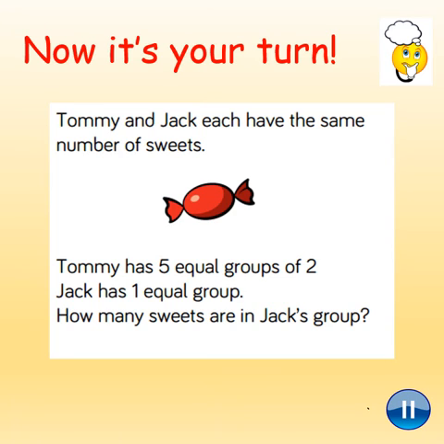Well, we know they've got the same number. So if you work out how many Tommy has, and he has 5 equal groups of 2, it'll tell you how many Jack has because they have the same. So pause the video here and have a go at drawing how many sweets Tommy has. And remember, Tommy has 5 equal groups of 2. So he's got 5 groups, and there's 2 in each group. Have a go.